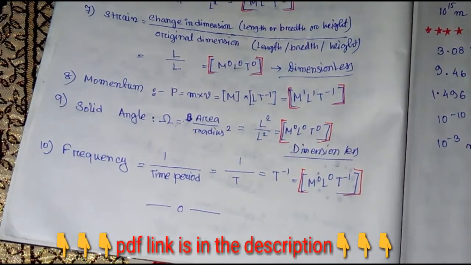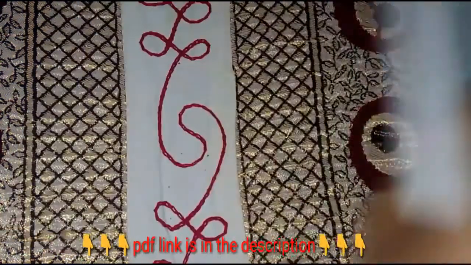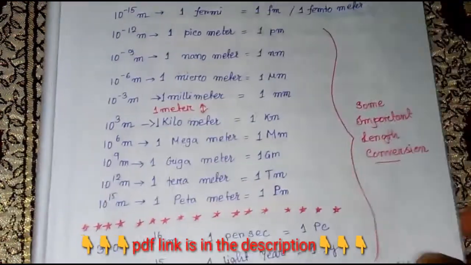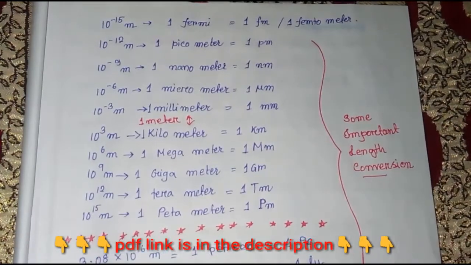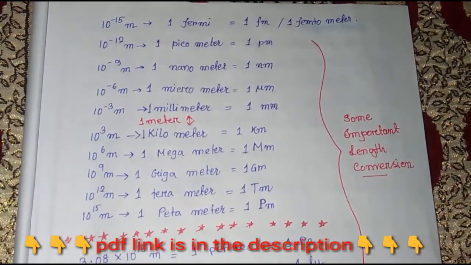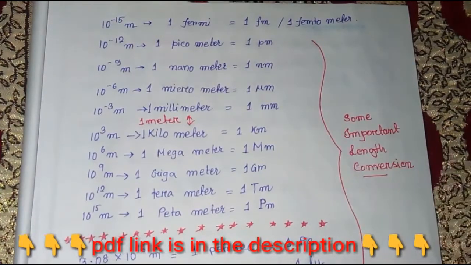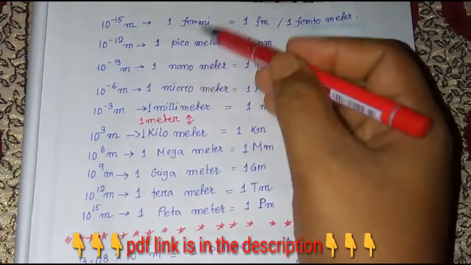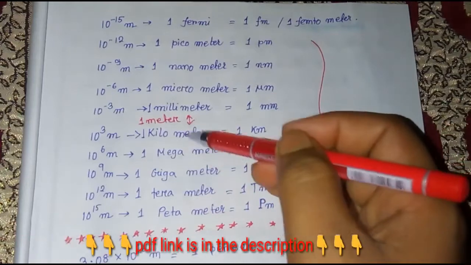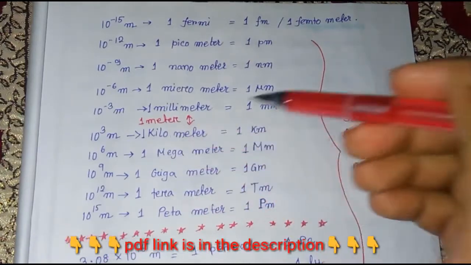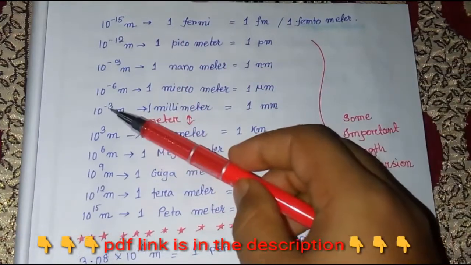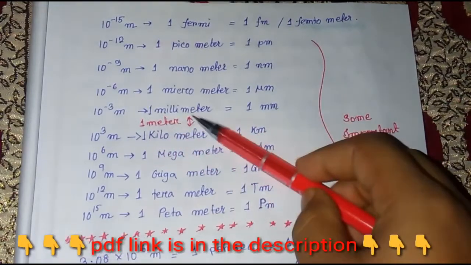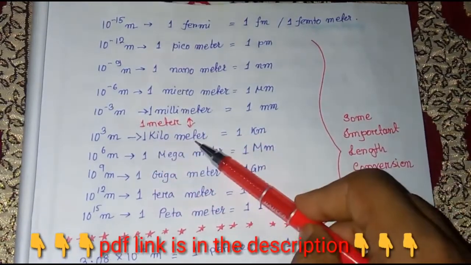Let's see some important length conversions. I have written here some conversions of length. If this is 1 meter, the upper sides are lesser than 1 meter and these are more than 1 meter. Here you can see that 10 to the power minus 3 means 1 millimeter, and 10 cube means 1 kilometer, we know that.